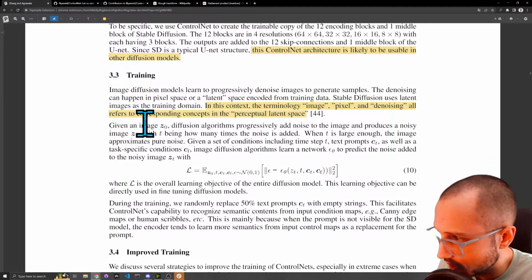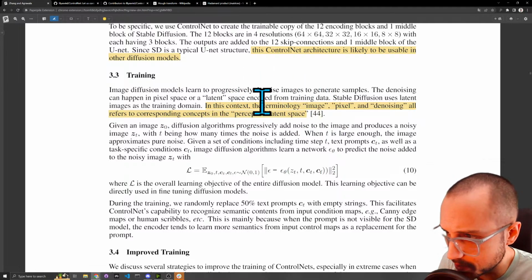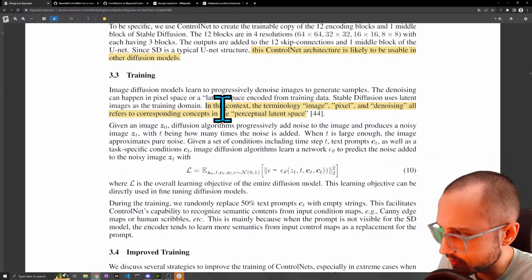So, little caveat here. I like that they said this because sometimes in diffusion papers it can get complicated and you start thinking that they're actually doing things in image space, but really it's all done in latent space. So it's good that they do that.